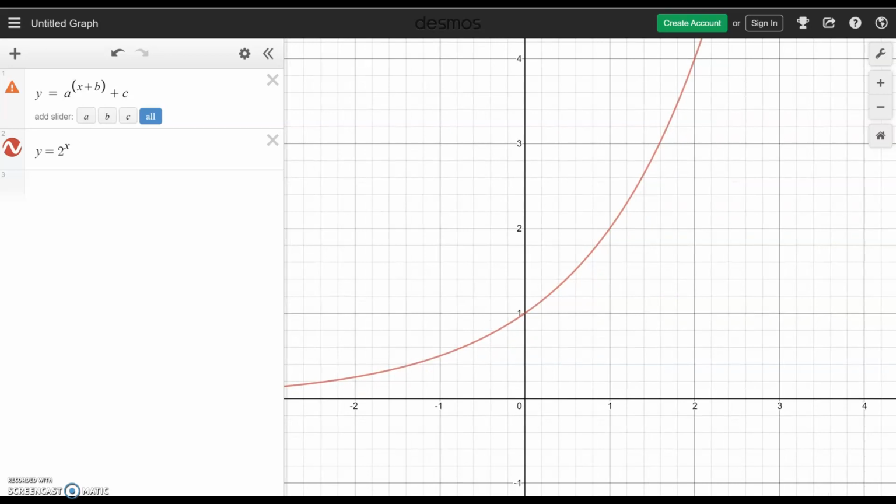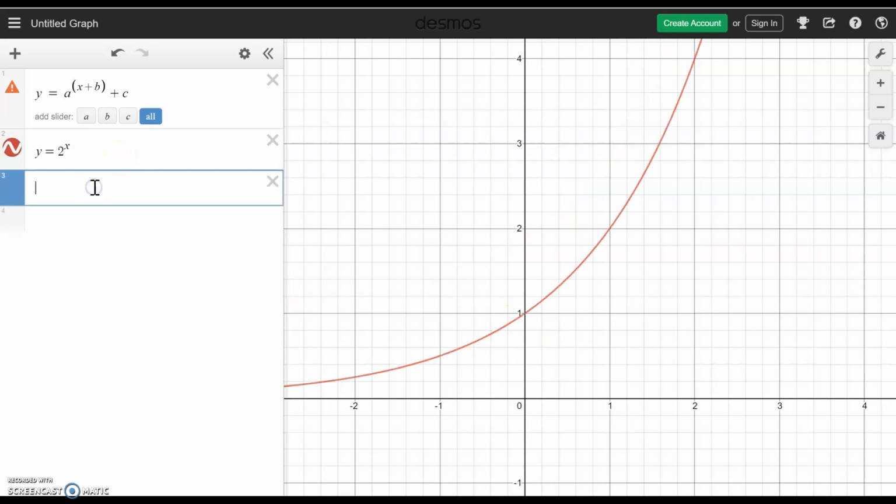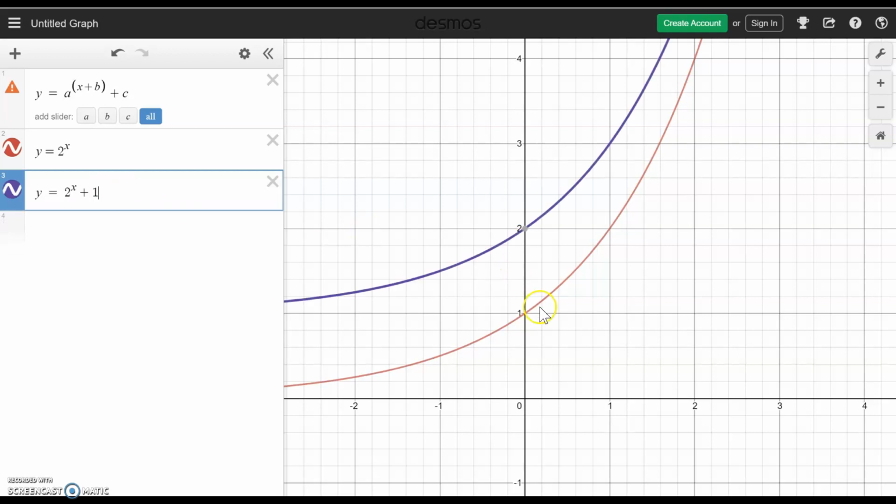So let's get rid of those. We're back to our default graph. Let's see the two other features that I want us to look at. The first one is we can move these graphs up and down just like we do our parabolas and our cubics. So if we write +1, you can see that graph has been shifted up 1. So that reference point, 2 to the power of 0 is 1, and it's added 1, so it's moved up to 2.